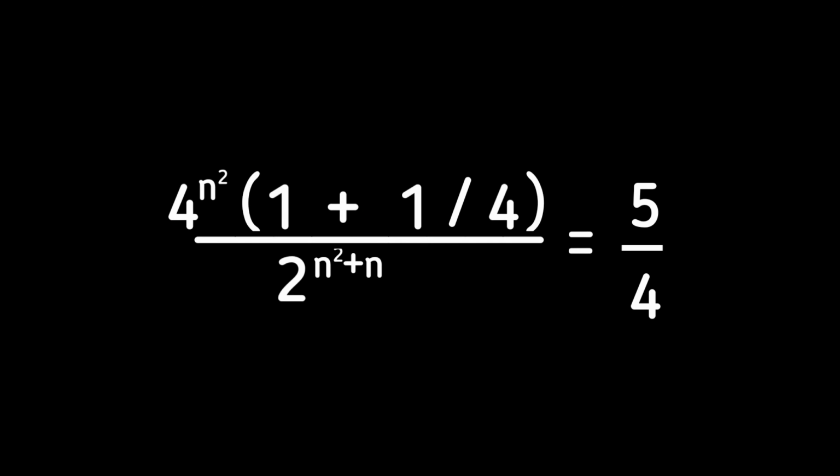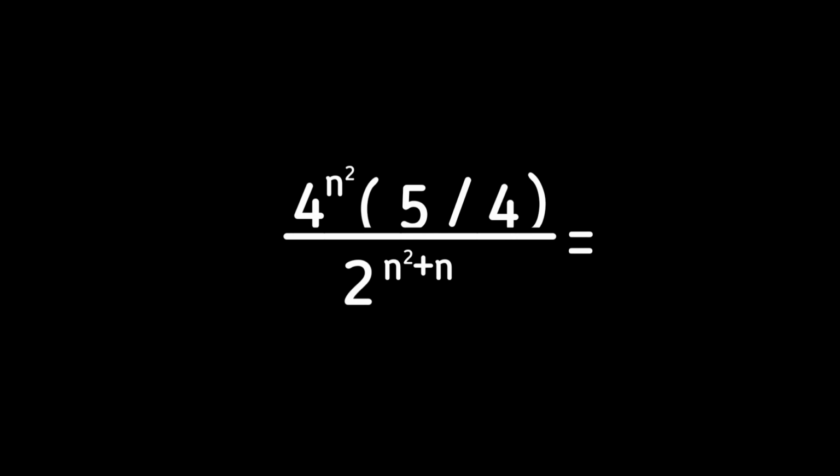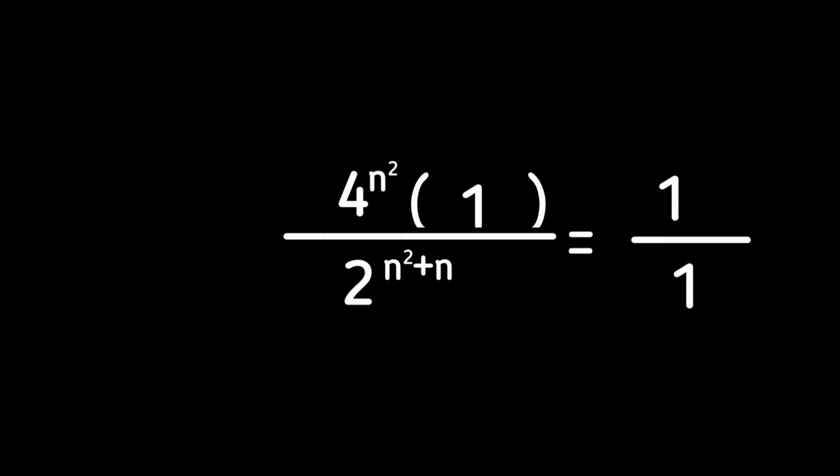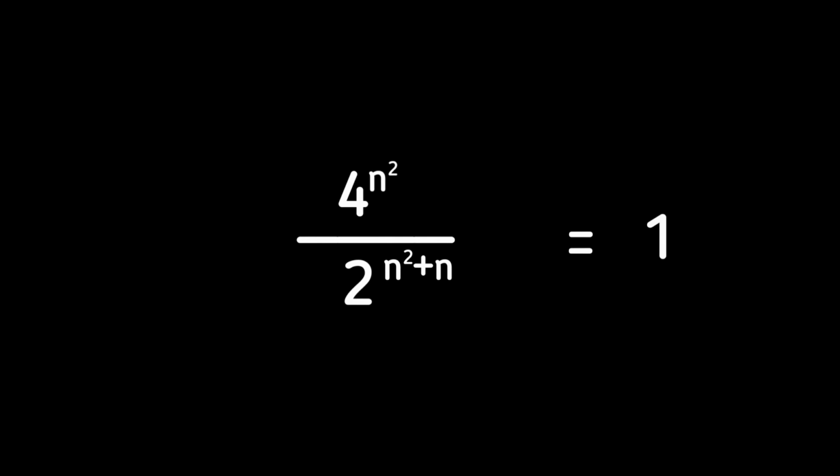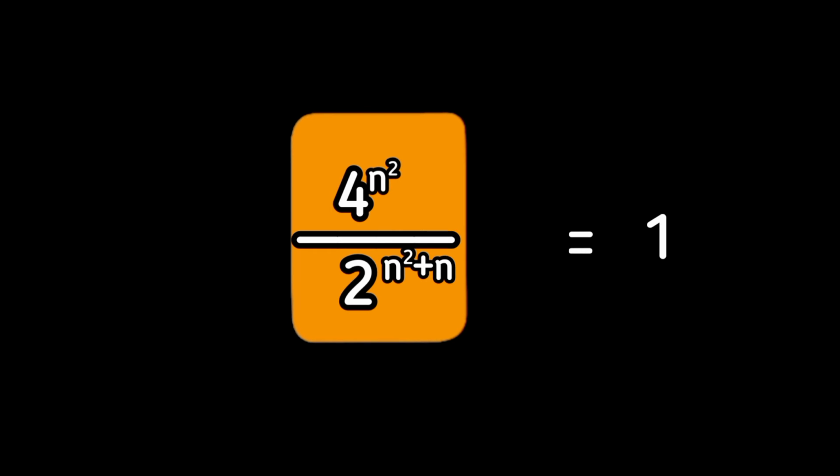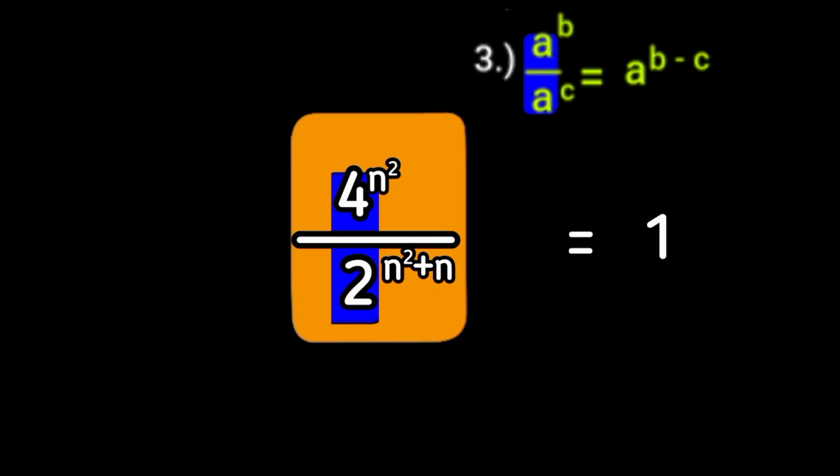And the numbers inside the bracket will now simplify to 5 over 4. And if we divide both sides by 5 over 4, we have that 4 raised to power n squared divided by 2 raised to power n squared plus n is equal to 1. Now, since we are having a division operation here, then it should be possible to apply this rule. But remember that the bases must be the same for it to work. And to do that, I'll just rewrite 4 raised to power n squared in its exponential form. And I can apply the rule now.